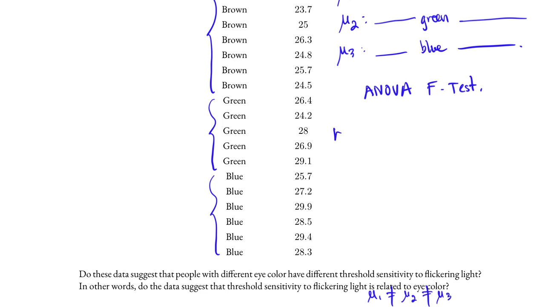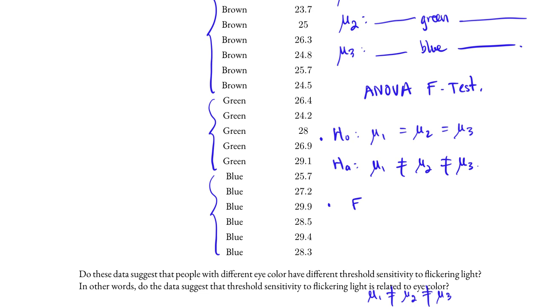The null hypothesis for the ANOVA F test is mu1 equals mu2 equals mu3. There are only three values for the categorical variable: brown, green, blue. The null hypothesis is the statement of indifference. The alternative hypothesis is mu1 not equal to mu2 not equal to mu3. Next, we compute the test statistic F.